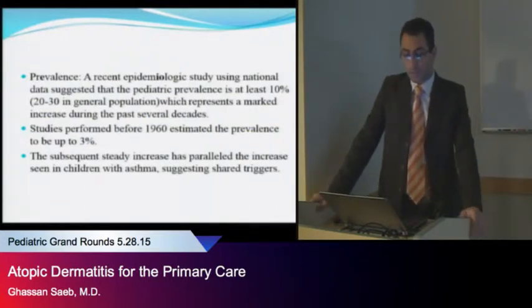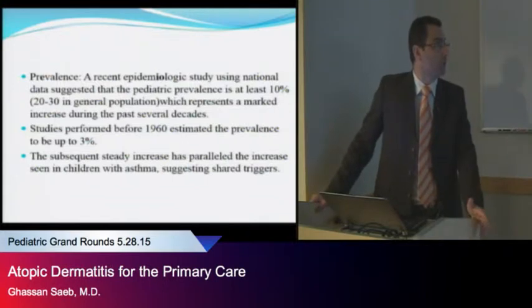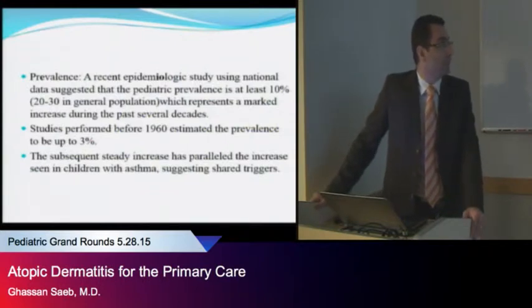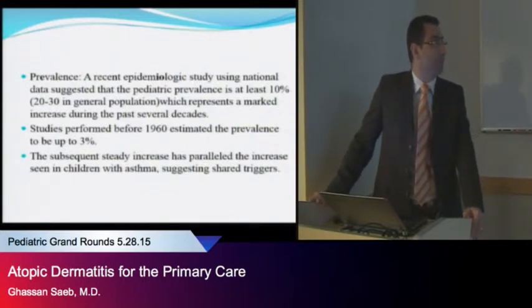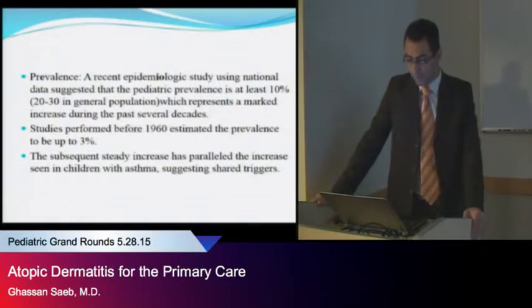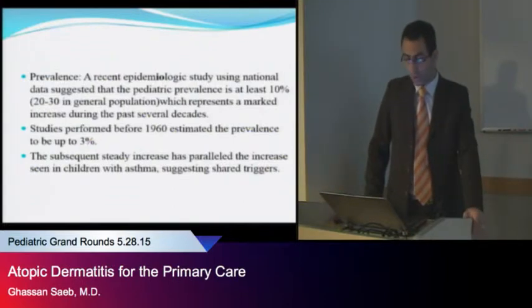Prevalence: a recent epidemiologic study using national data suggested that the pediatric prevalence is at least 10%, and 20 to 30% in the general population, which represented a marked increase during the past several decades. Studies performed before 1960 estimated the prevalence to be up to 3%. The subsequent steady increase has paralleled the increase seen in children with asthma, suggesting shared triggers.